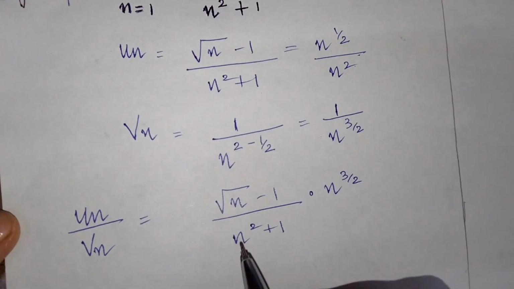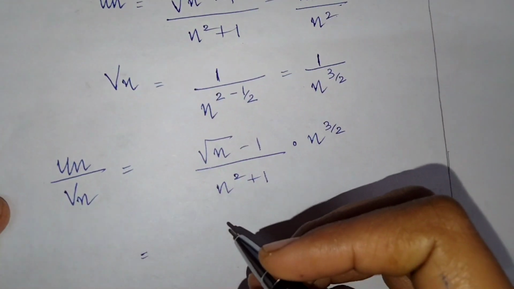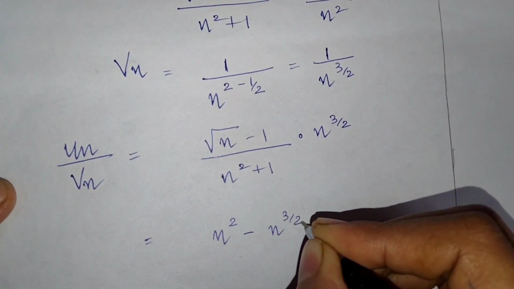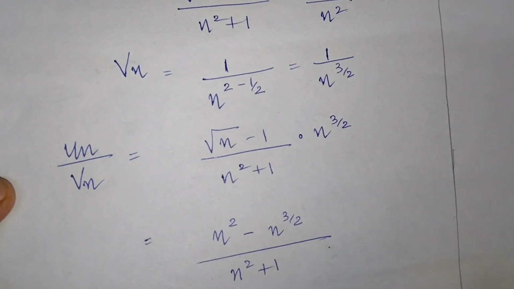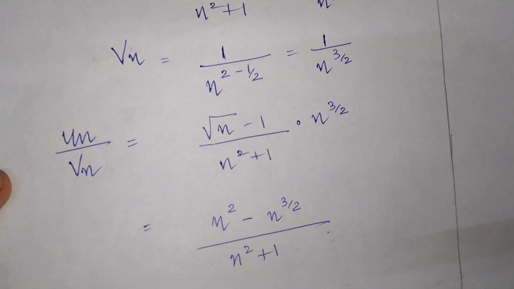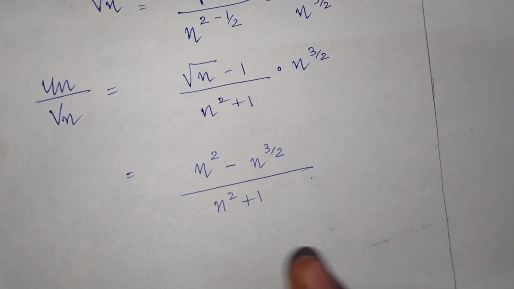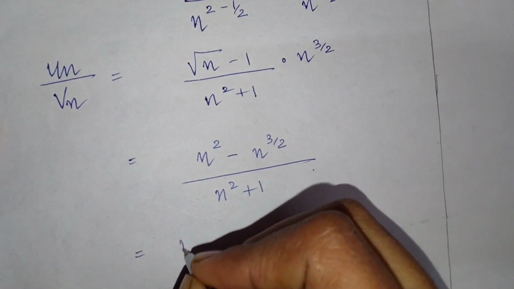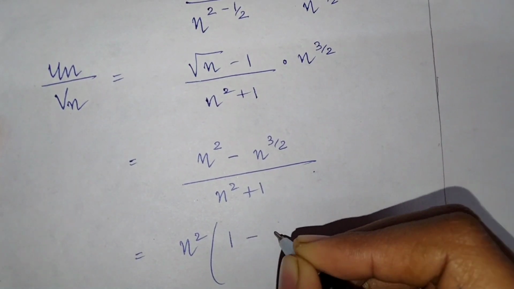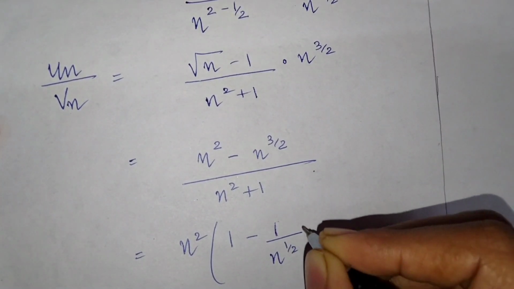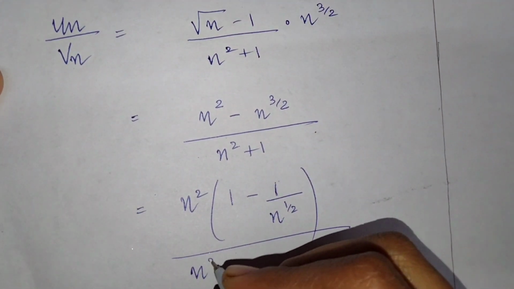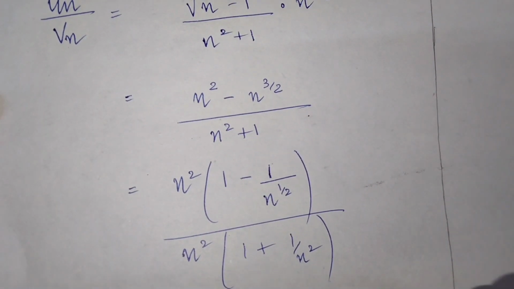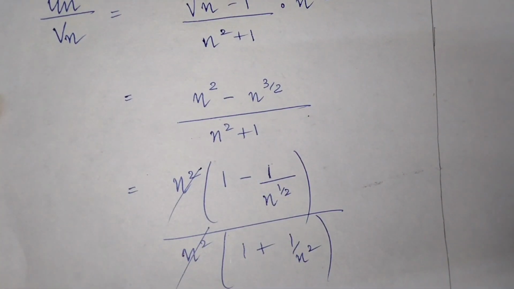So if we multiply these terms, then we can rewrite this equation as n square minus n raised to 3 by 2 upon n square plus 1. Okay. And now if we take n square common from the numerator part and denominator part, then we will get 1 minus 1 by n raised to 1 by 2 divided by 1 plus 1 by n square. Okay, now this n square and this n square will get cancelled.